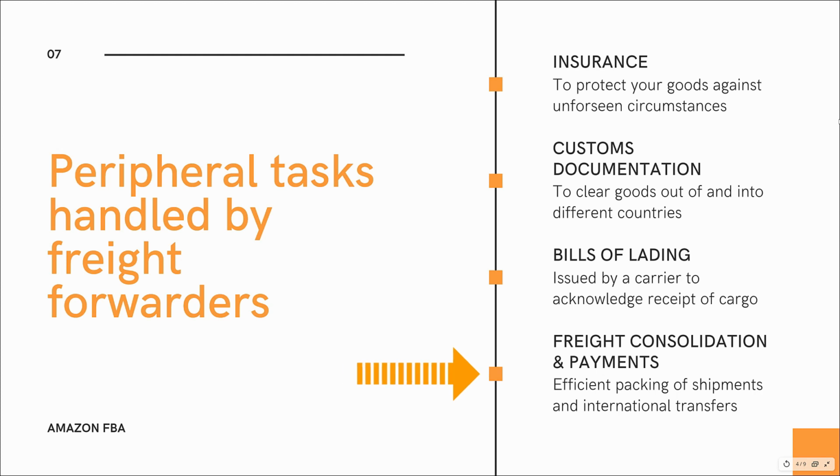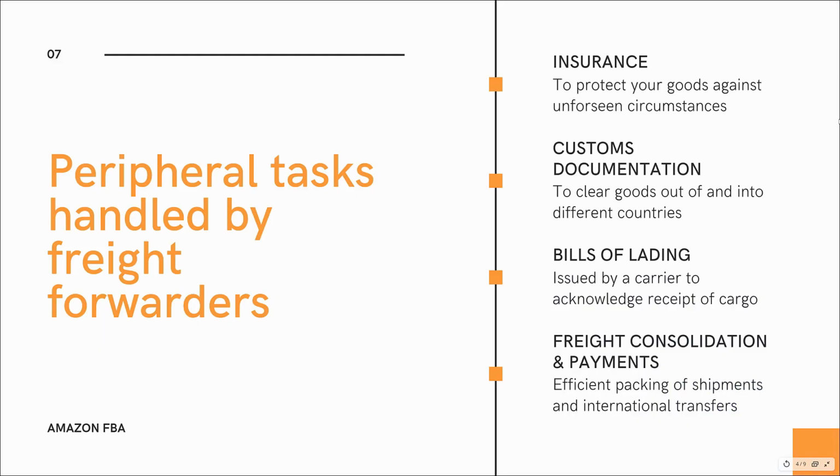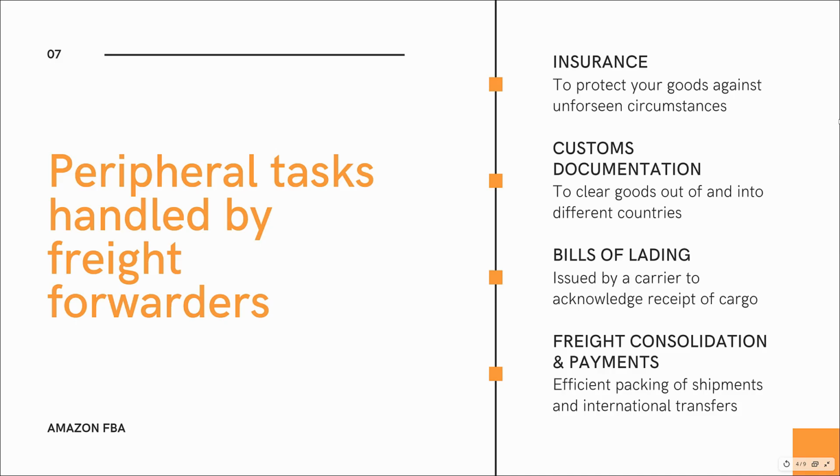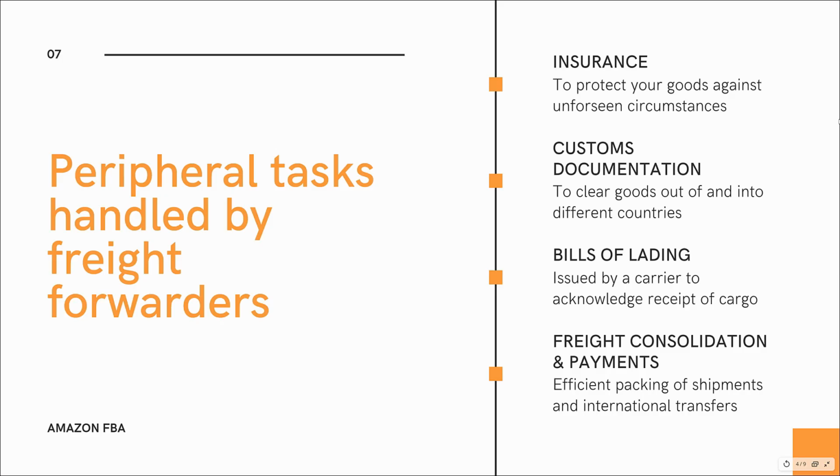And really consolidation comes down to your shipment being packed into a container with other sellers' shipments. So it's efficient packing to reduce cost, but also payments, which often is going to involve different international transfers to different parties. So in short, your freight forwarder is that turnkey piece of the puzzle. They handle all of this for you.